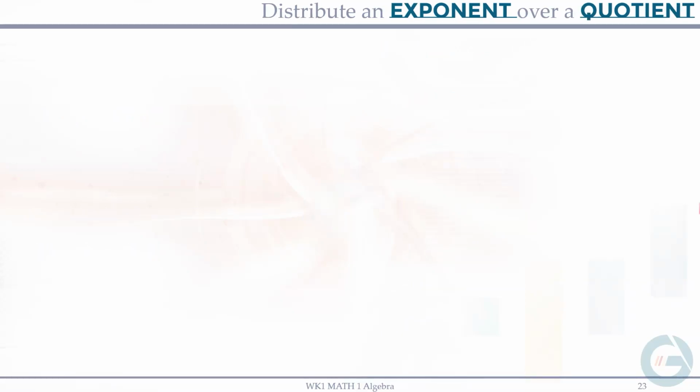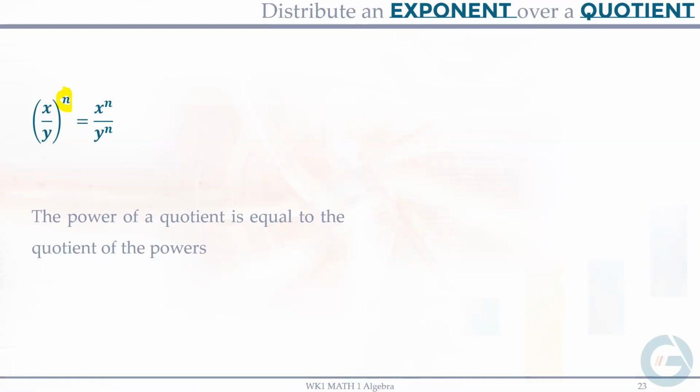But we can also distribute an exponent over a quotient or over a division. If you have, let's say, x divided by y raised to the power of n, we can distribute this n along the numerator and denominator. So the power of the quotient is equal to the quotient of the powers. For example, we have this one, 1/2 squared.